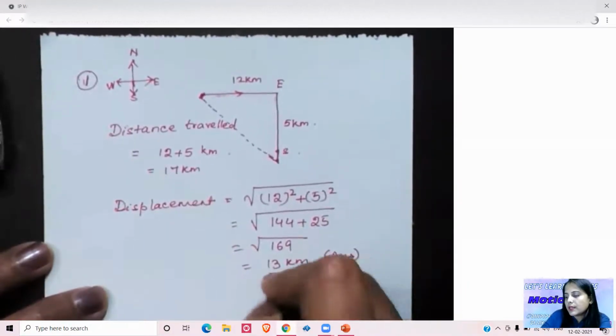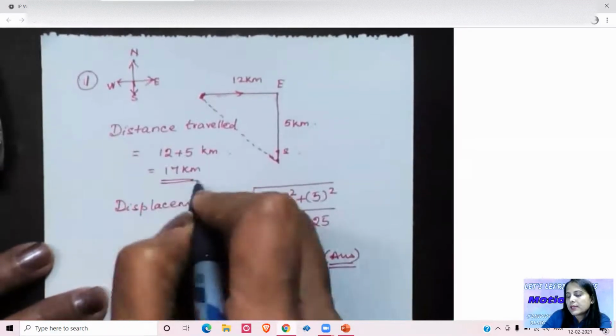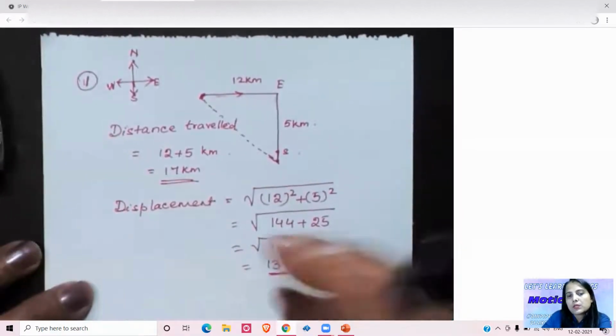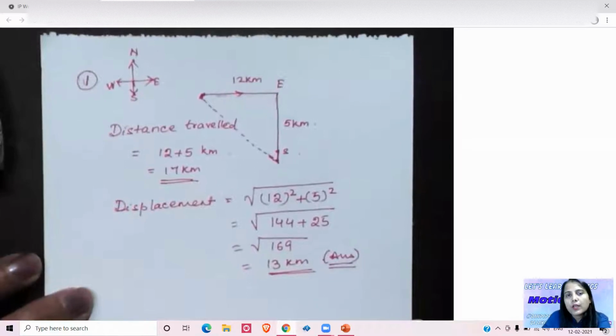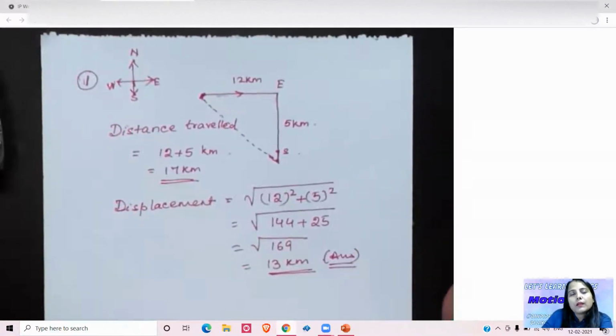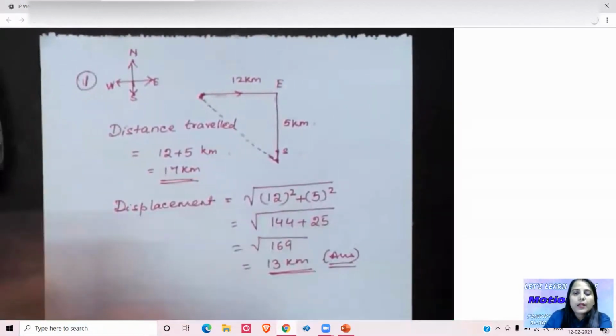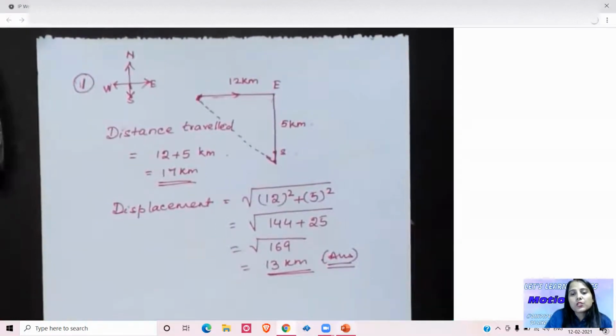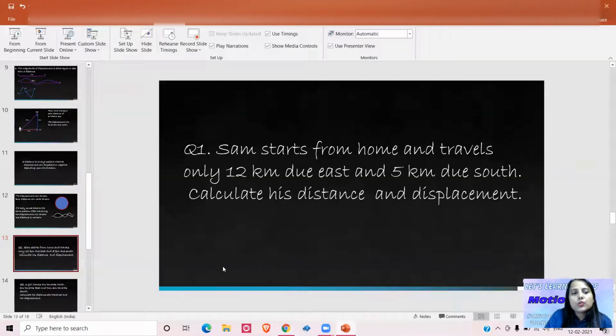Displacement is 13 and distance is 17 kilometers. So this is how you are going to solve in case you have been asked to find out the distance and displacement. Now let us move on to the next question, that is question number 2.